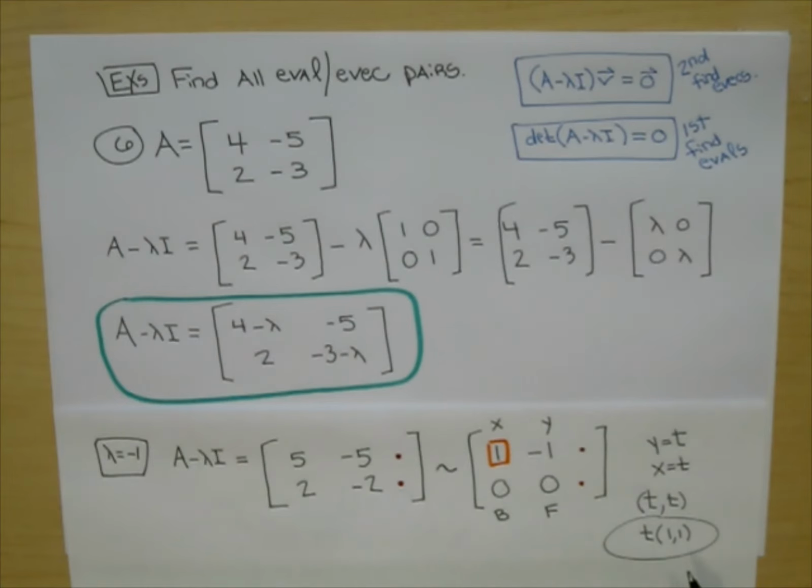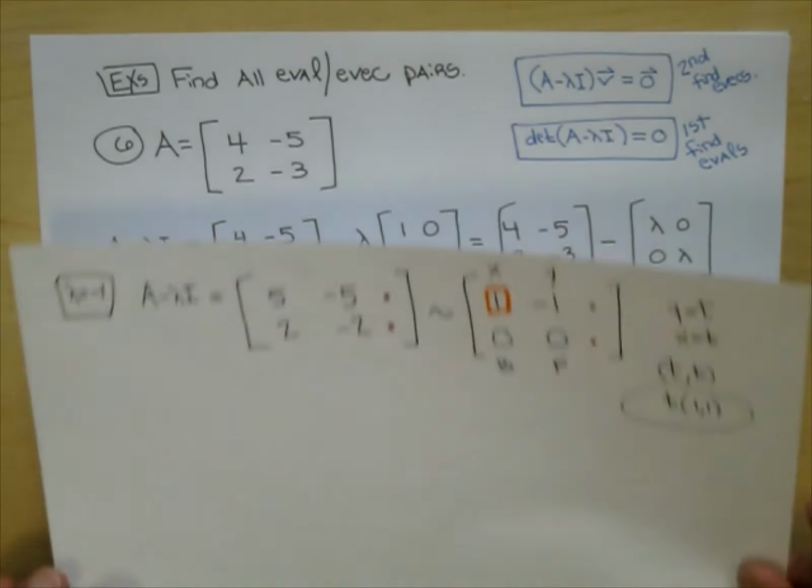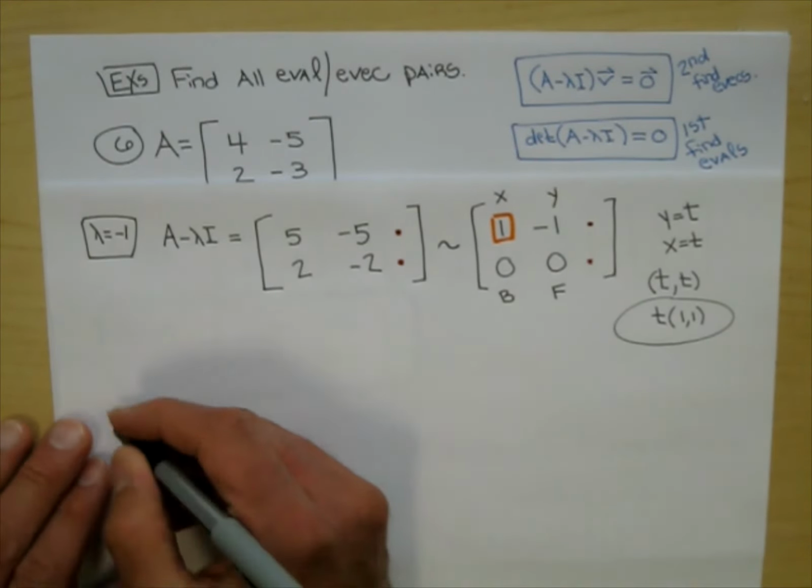You have infinitely many eigenvectors that correspond with lambda equals -1. You have (1, 1), but you also have (5, 5), and (10, 10), and (-1/2, -1/2), etc. So that's something to consider: we have infinitely many eigenvectors. Now we're going to go ahead and remember there were two eigenvalues: lambda equals -1, lambda equals 2. So I'm going to go ahead and do lambda equals 2.